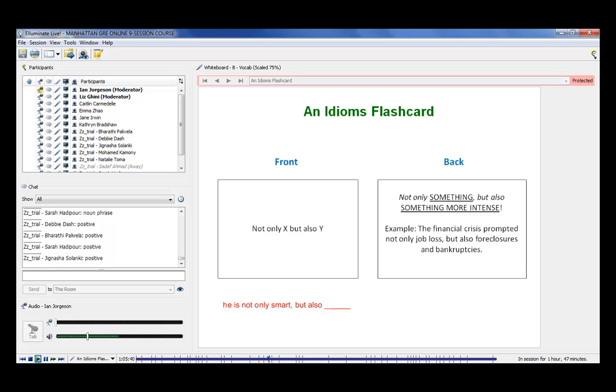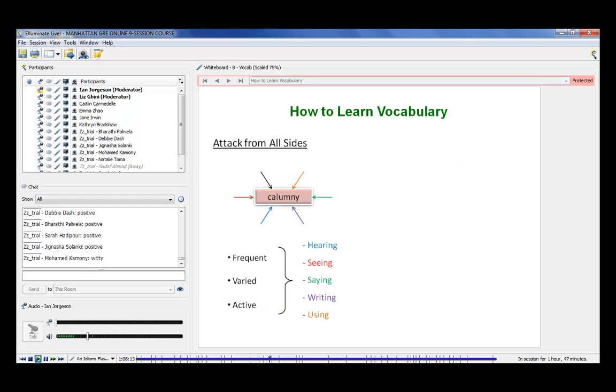So here's an example. The financial crisis prompted not only job loss, that's the thing, but also foreclosures and bankruptcies. That's the thing that's even more. So maybe we might say he's not only smart, but also really, really kind, right? Something also that's even stronger. So learning those idioms is really important because it doesn't matter if you know every vocabulary word they're going to test you on. If you don't understand what the sentences mean, you aren't able to put the correct words in.